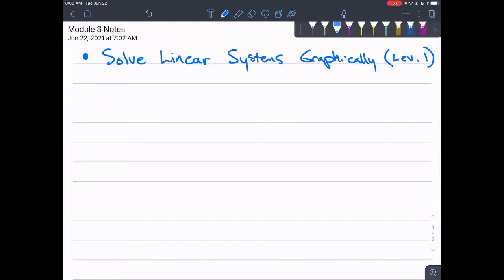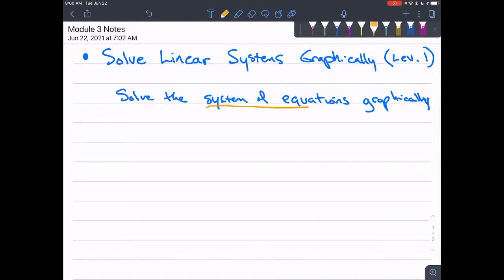Solve linear systems graphically, level 1. We'll do a few different levels of this. Holler out if you can't read any of that, but solve the system of equations graphically. And systems of equations, that's basically just multiple equations. The systems that you guys are going to see are just going to be 2 equations. So system of equations, just 2 equations.